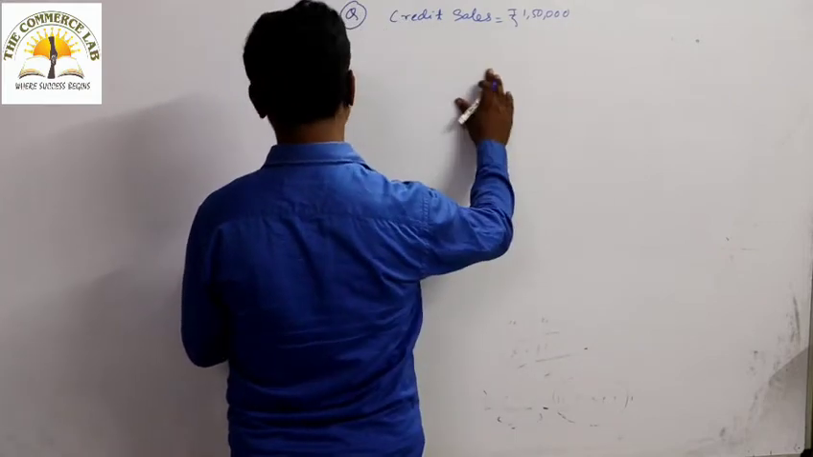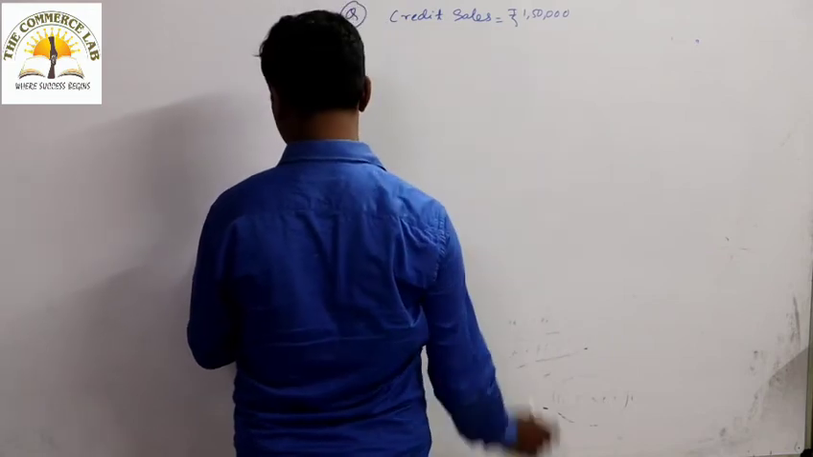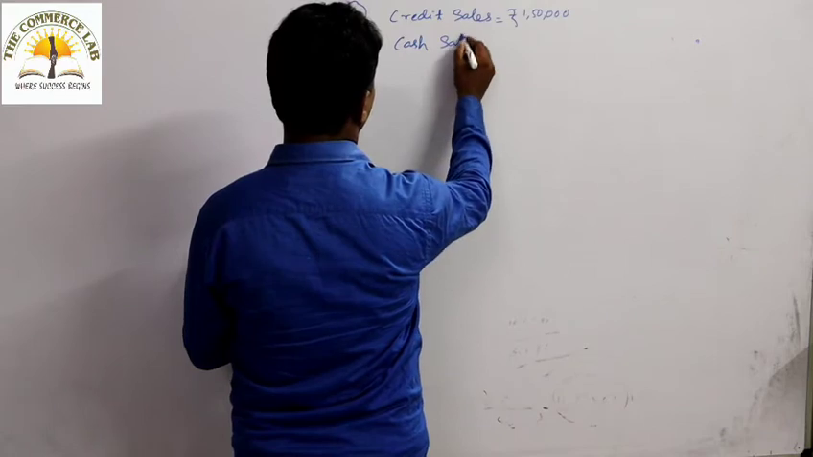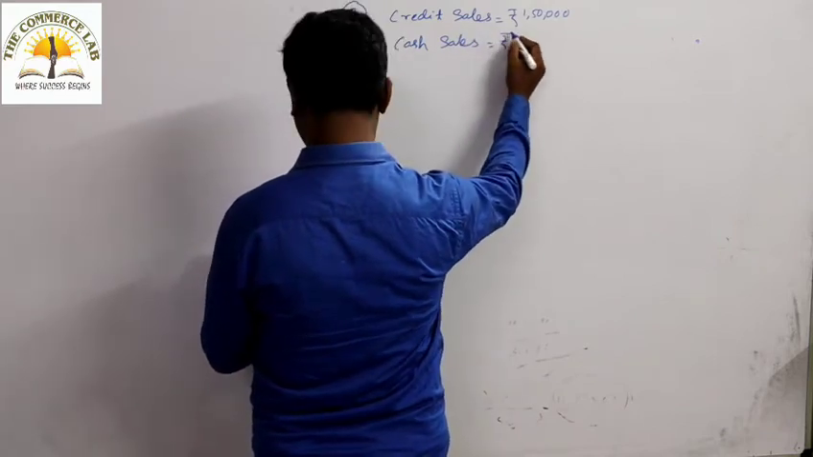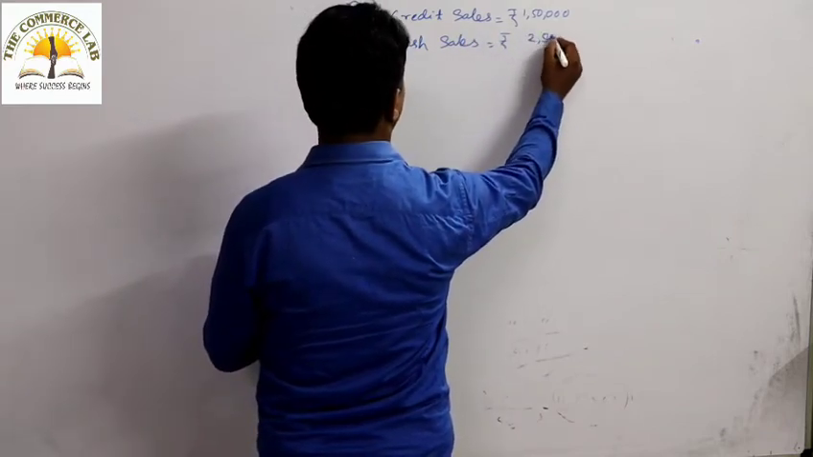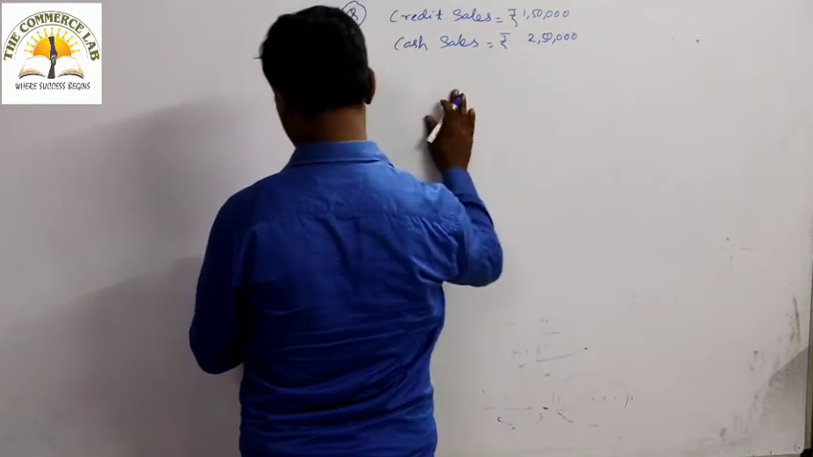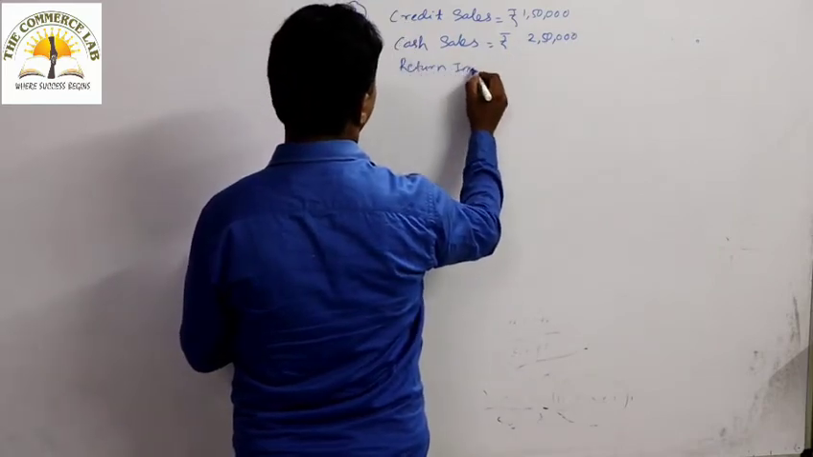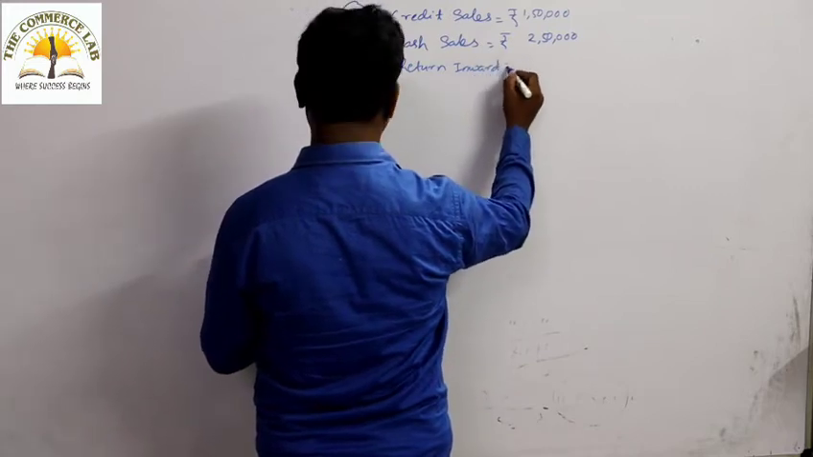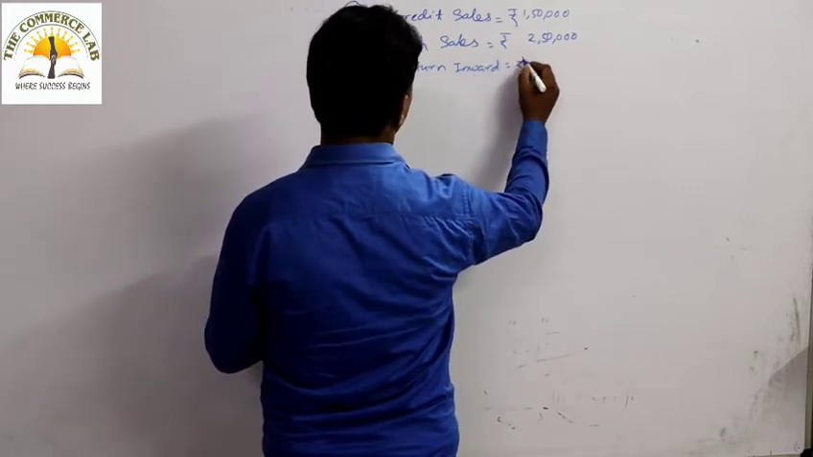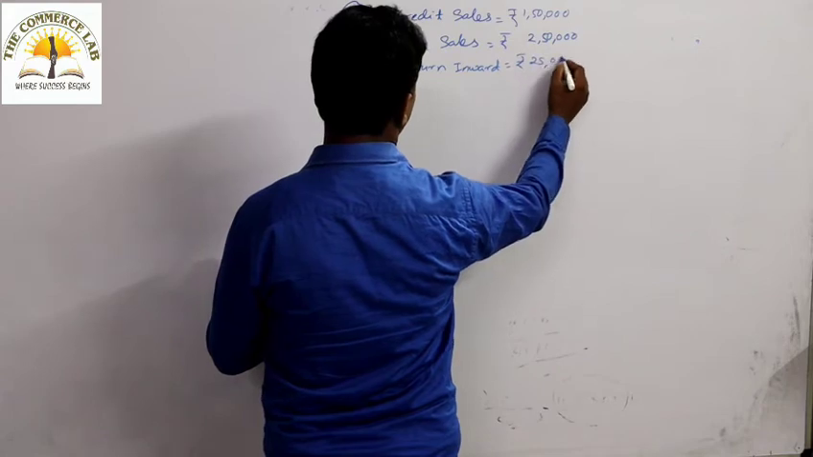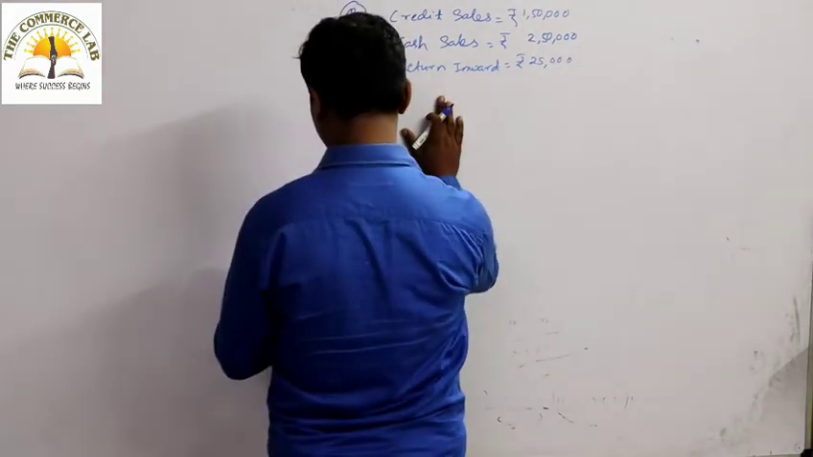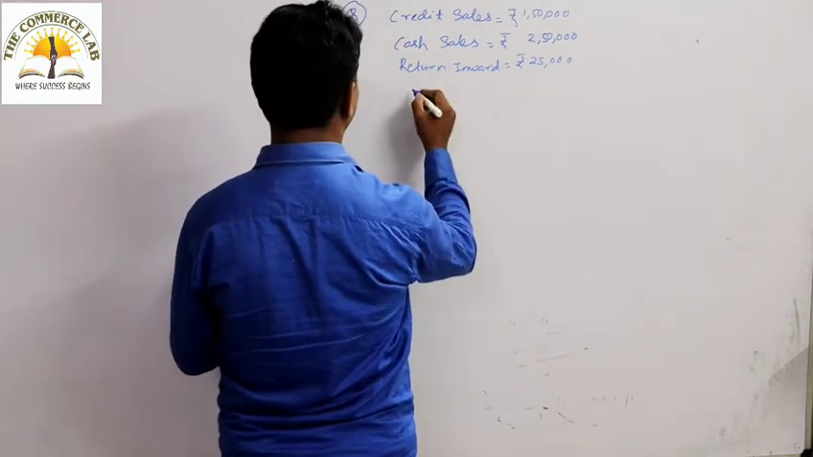In ratio analysis specifically, credit sales is 1,50,000 and there is cash sales also, rupees 2,50,000. Then return inward. What do you understand by return inward? The goods that we sold, which our customer returned to us, are called return inward, which is 25,000.